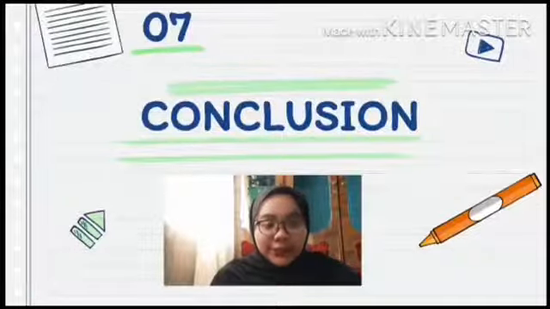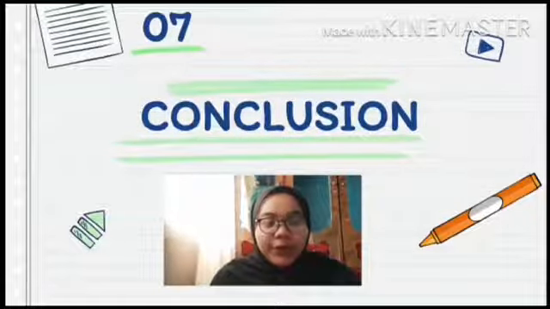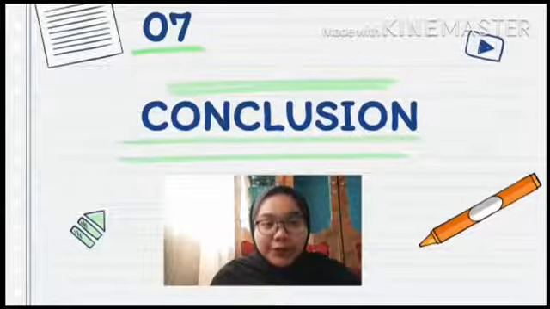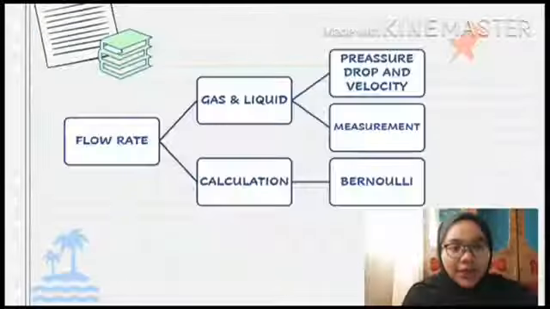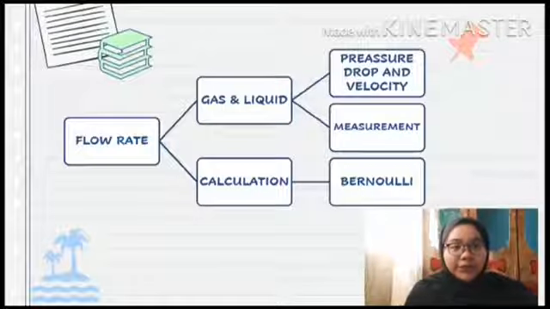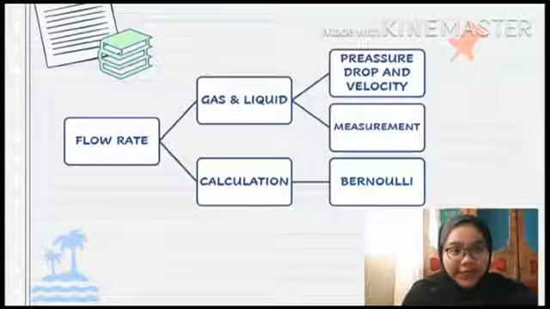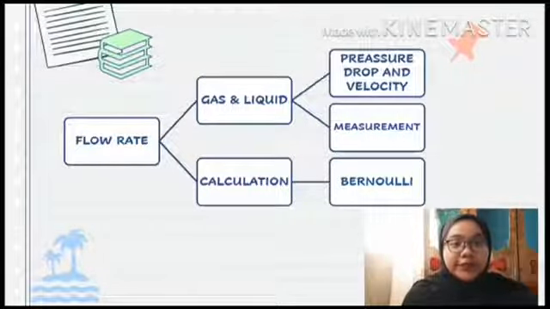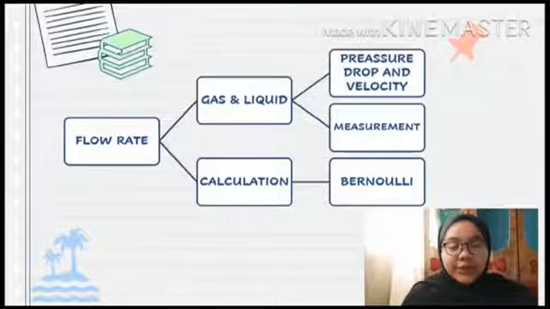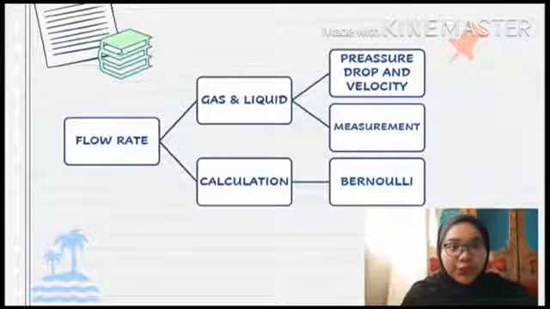I've presented part 3 before, and I will continue with the conclusion of this presentation. Here is our group conclusion. Flow rate is the quantity of a gas or liquid moving through a pipe which passes per unit time, usually represented by the symbol Q.